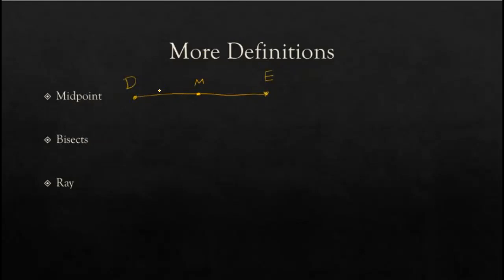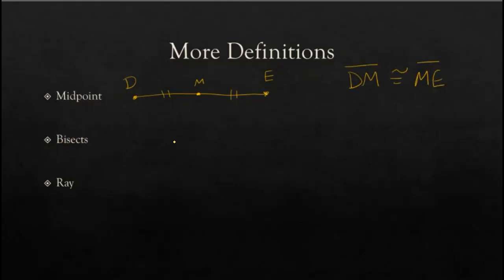I could even mark that this side is congruent to this side because M is exactly in the middle. The midpoint divides, or bisects, this segment into two congruent segments. I've marked DM as congruent to ME. This segment is congruent to this one, so M must be exactly in the middle. The midpoint M bisects the segment DE. It divides it.